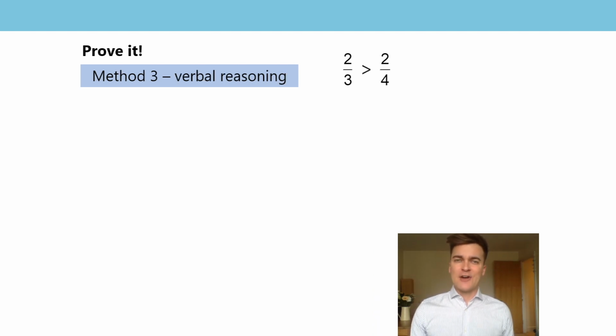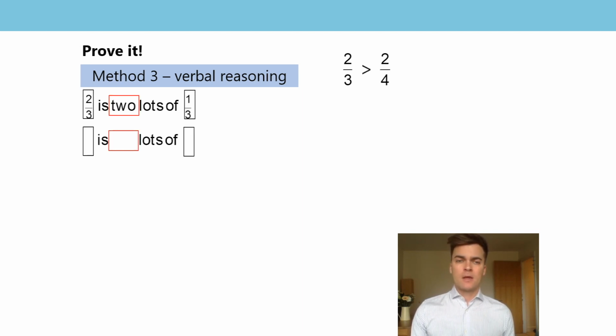Method 3. Now, verbal reasoning. Using your words to explain. So maybe you wrote down a few things to help you with this. And what I'd like to do now is show you a way of structuring the sentences you use to give your evidence. Let me show you. 2/3 is 2 lots of 1/3. Can you fill in the gaps on this sentence for the other fraction? Say it. 2/4 is 2 lots of 1/4.